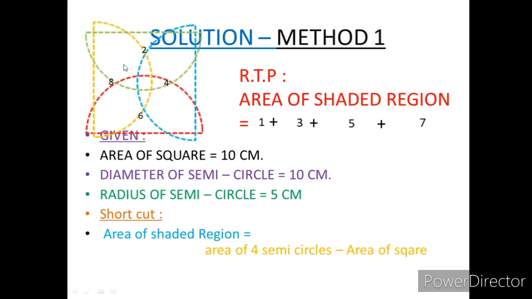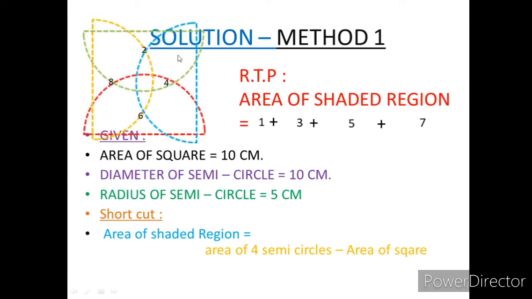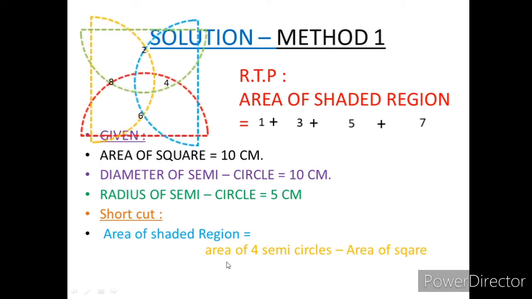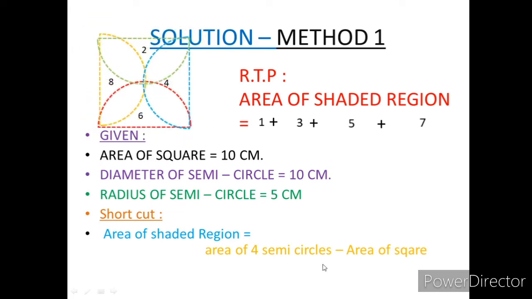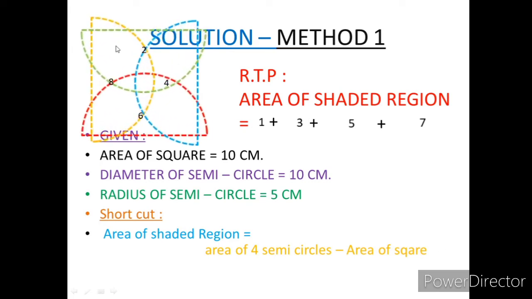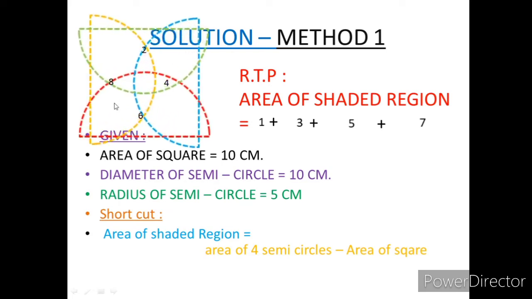The sum of the areas of these 4 semicircles is clearly greater than the area of the square. That's why I am subtracting the area of the square from the area of the 4 semicircles. Why is the area of these 4 semicircles greater than the area of the square? You see here, this big part comes in the green color semicircle and the yellow color semicircle.